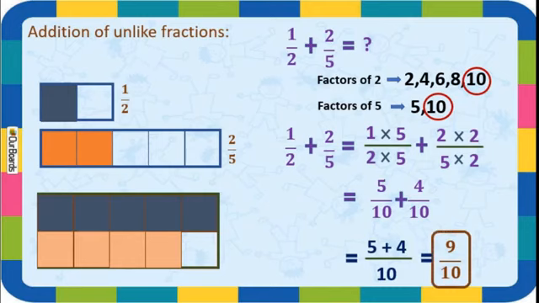Always remember, whenever we want to add the unlike fractions, then we have to go for equivalent fractions. We have to equalize our denominators. Then we have to add the given fractions. Okay.